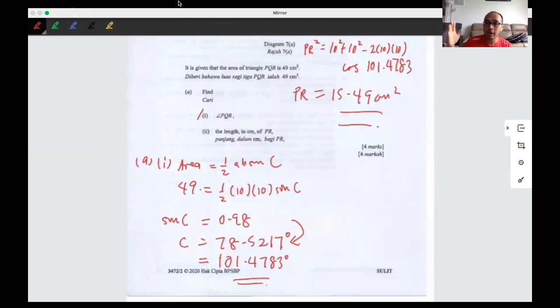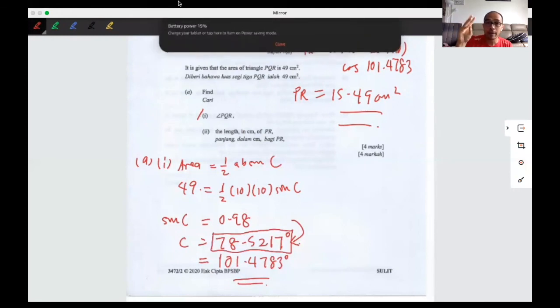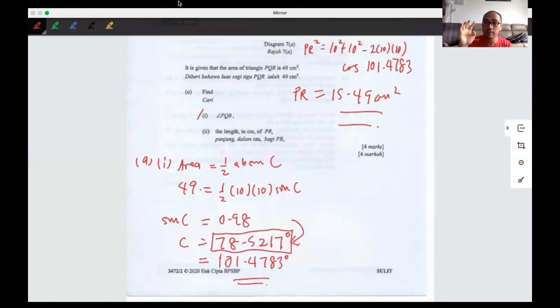Okay, mungkin kamu boleh dapat semua jawapan tau. No, mungkin kamu boleh jawab semua. Okay, but because dari mula kau sudah salah, kamu menggunakan 78.5217, the maximum mark you can get for this question is 5. Okay, the maximum, because every jawapan kamu adalah salah sudah. Every jawapan kamu salah sebab kamu guna angle yang salah. So the maximum mark you can get out of 10 is 5. Okay, and this is where the danger of this question is.